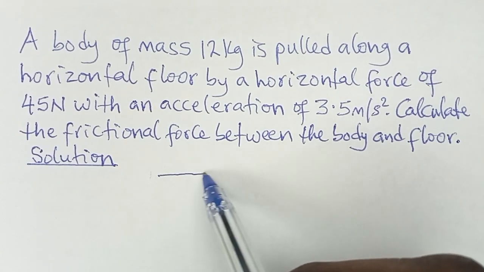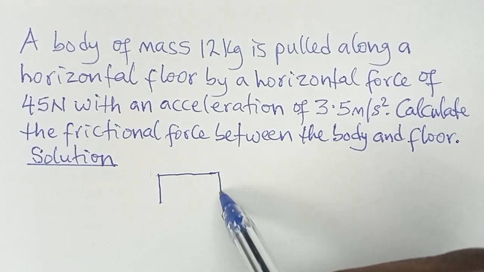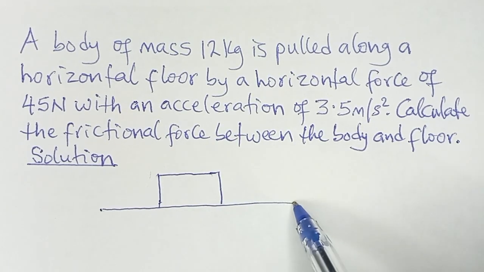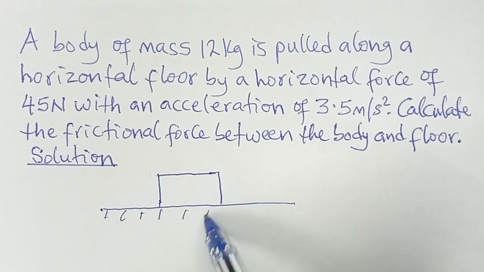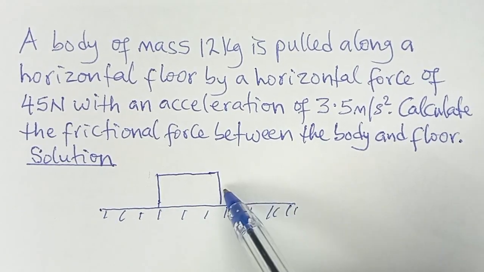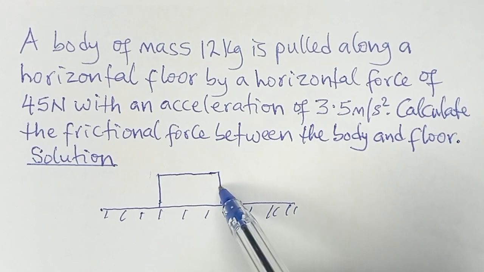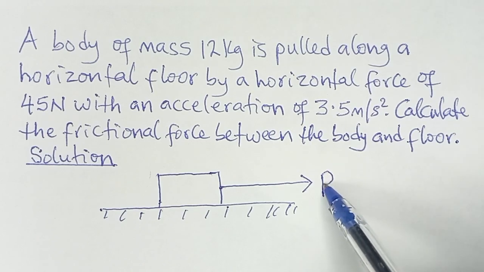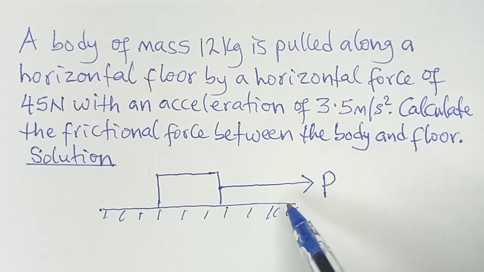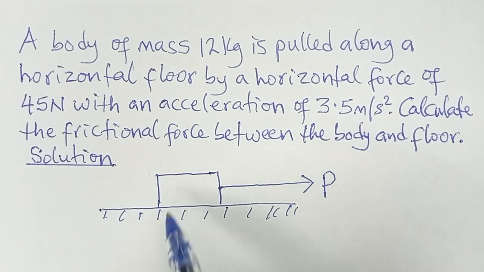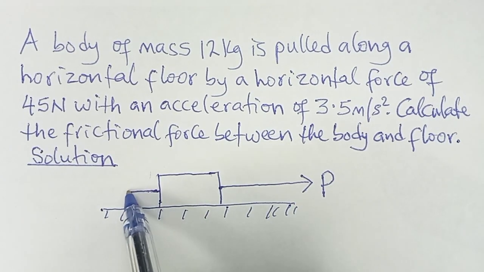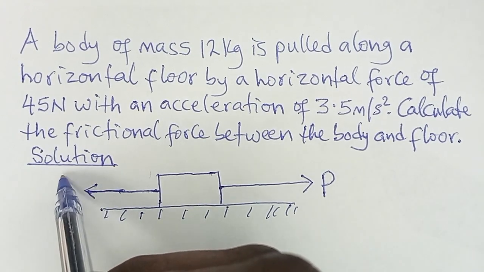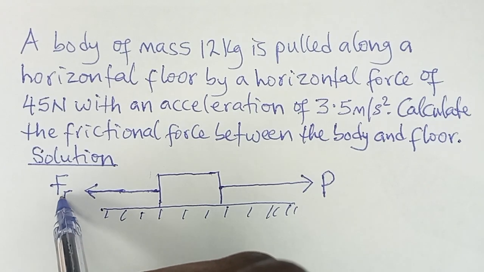So let me make a sketch of what we have here. This is the object, for example, resting on a horizontal floor. We are told that the body is pulled with a force. I'll call that pulling force P. That is the force with which it is pulled. And then we are also told that there's a frictional force that is opposing the motion. Let me call that frictional force F subscript F.